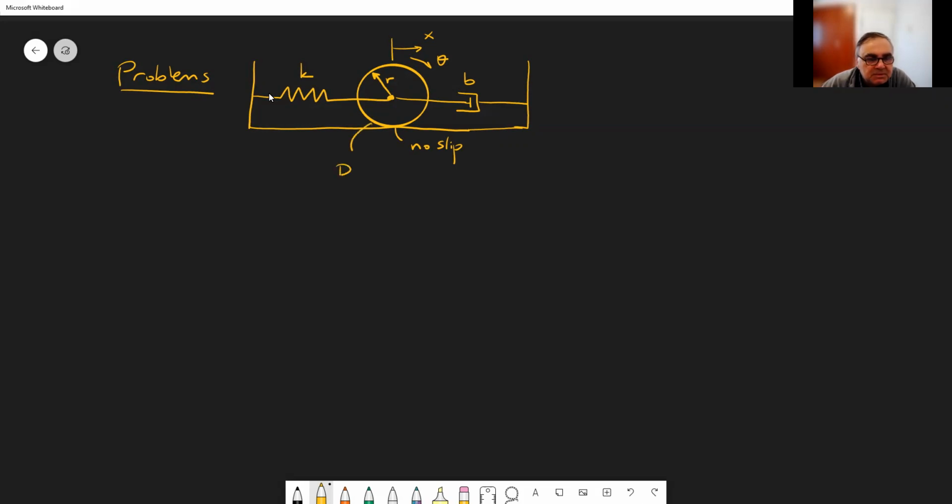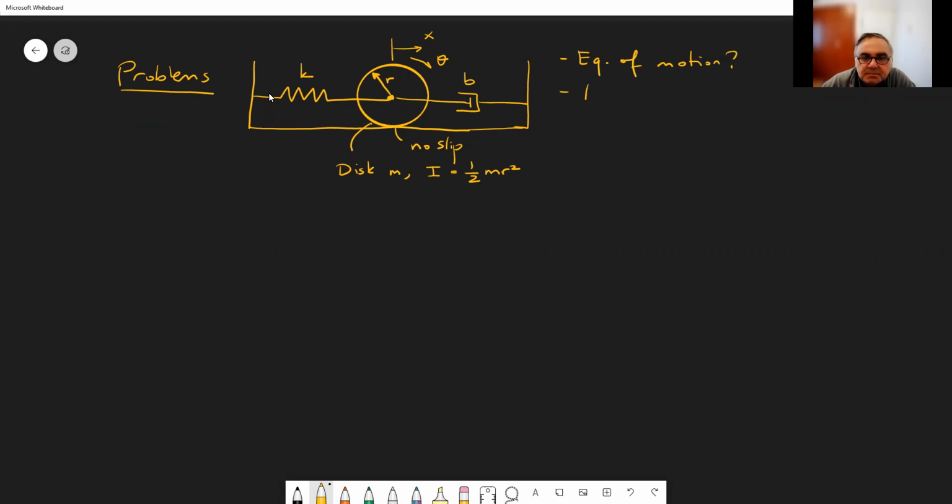And this is a disk with mass m, and its mass moment of inertia is 1/2 mr squared. What is asked is the equation of motion.